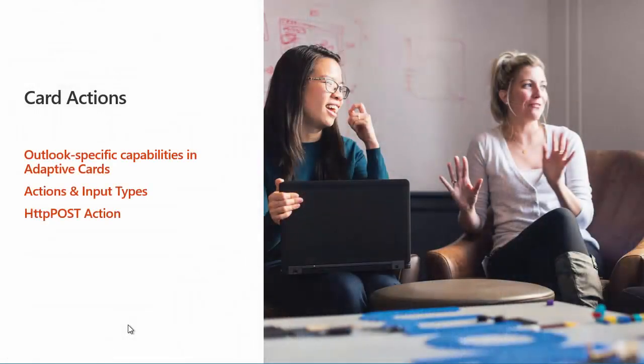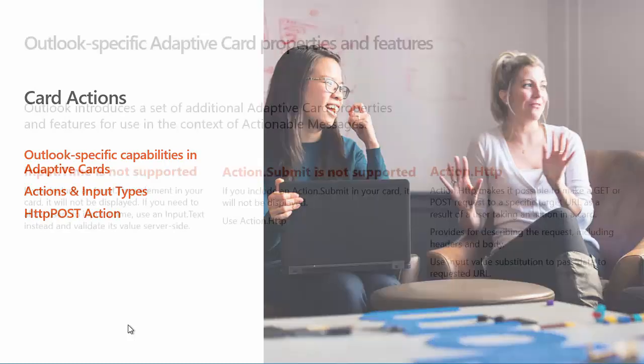The next section of this module will discuss card actions. We'll review the Outlook-specific capabilities for adaptive cards, review the actions and input types, as well as the post action that we can do.